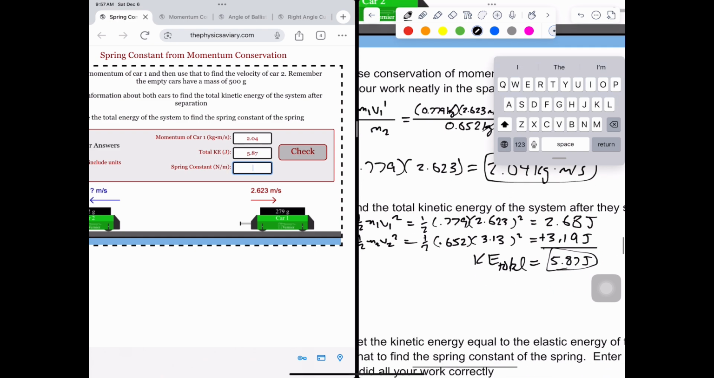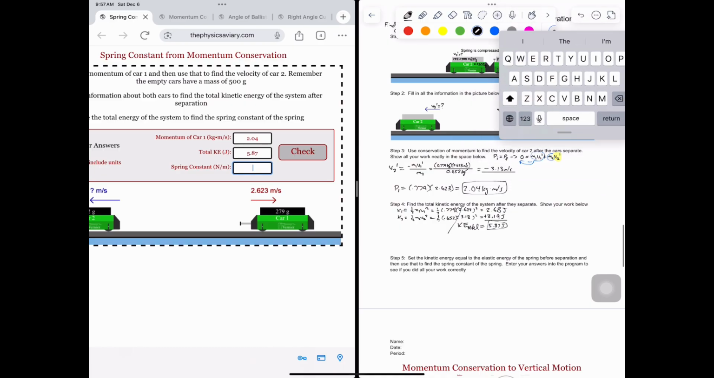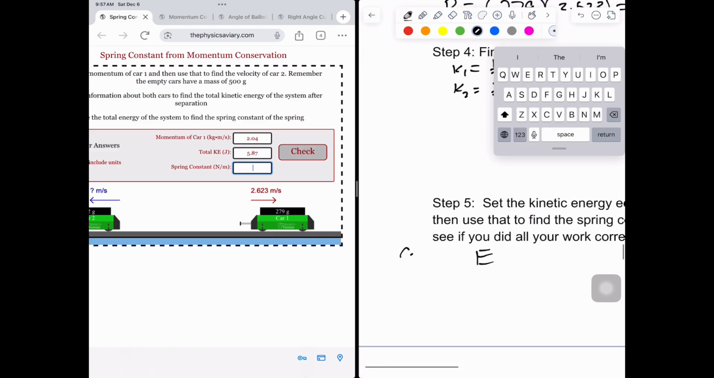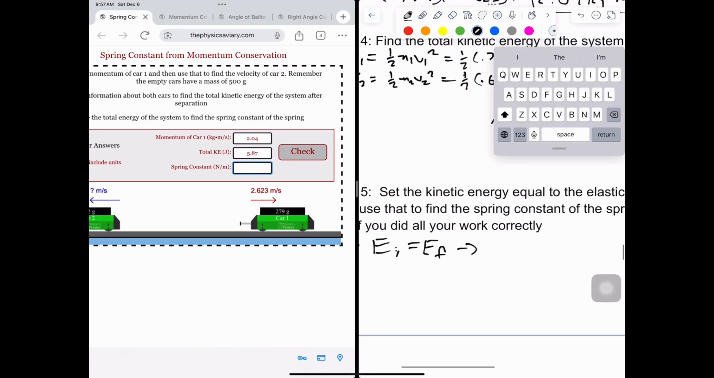Okay, now we need to find our spring constant. And here's how we're going to tackle that. We're going to set our final kinetic energy, so if we're using conservation of energy, which tells us total initial energy equals total final energy. Well, initially we start off with spring potential energy, call that U sub S, and that's equal to K, my final kinetic energy.